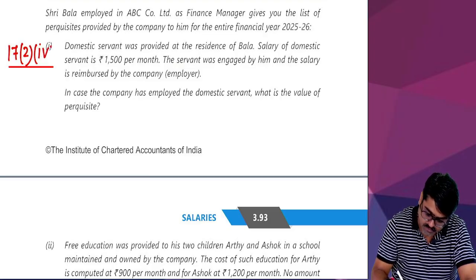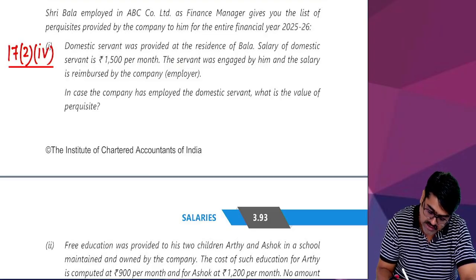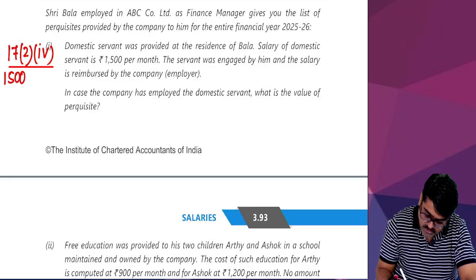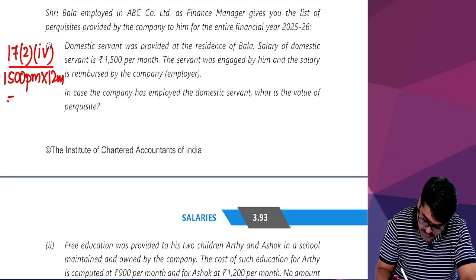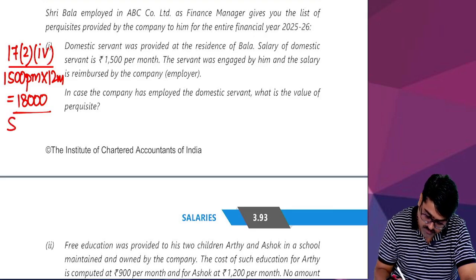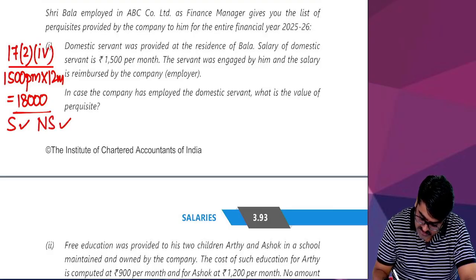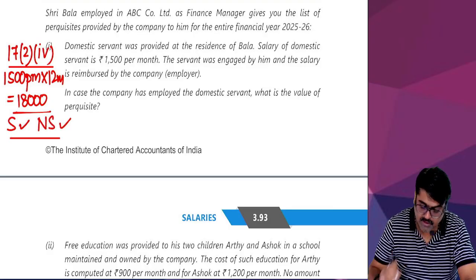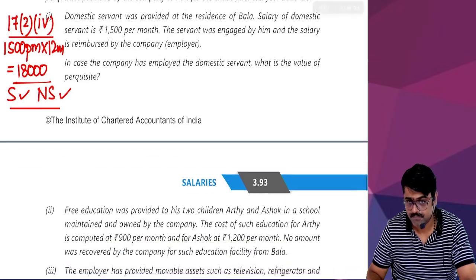Everyone understood? So how much was the salary? 1500 per month into 12 months, how much is the benefit? 18,000 benefit, taxable. If Bala is a specified employee, then also taxable. Non-specified employee, then also taxable. Will you remember this? Everyone?